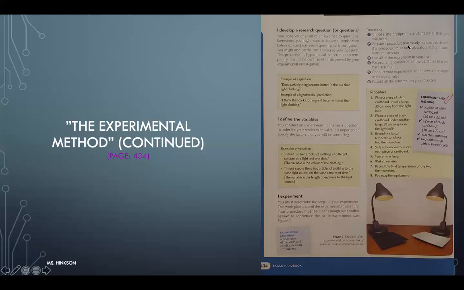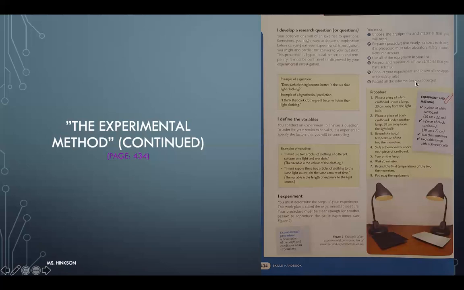2, prepare a procedure that clearly numbers each step. This procedure must take laboratory safety instructions into account. So you've always got to be safe in the lab. 3, use all of the equipment in your list. Step 4, respect and monitor all of the variables that you have selected. So remember, we spoke about variables over here, okay? Step 5, conduct your experiment and follow all the applicable safety rules. So there's this always talking about being safe, okay? Step number 6, record all the information you collected, okay?